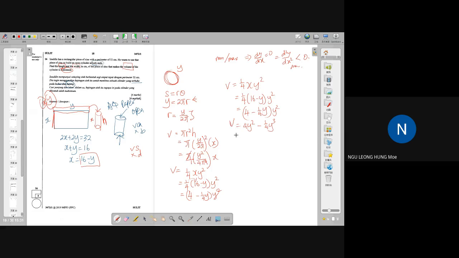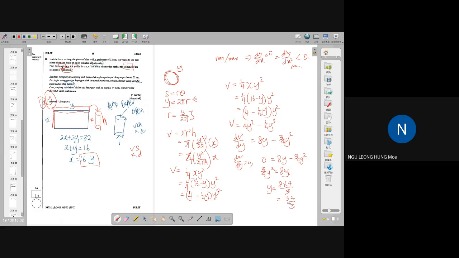That means now is dv dy. Dv dy will be 8y minus 3 over y square. And dv dy equal to 0. So that it will get maximum or minimum now. So 0 equal to 8y minus 3 over 4y square. So 3 over 4y square equal to 8y. So this one potong-potong, y equal to 8 times 4 over 3. So 32 over 3.